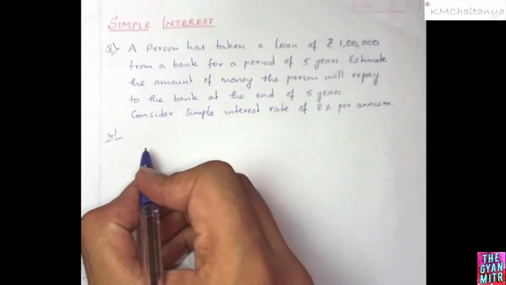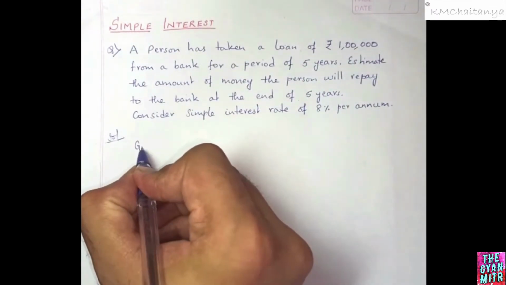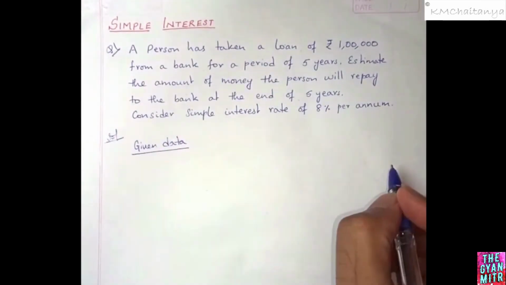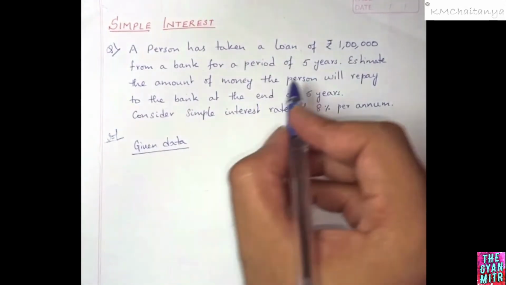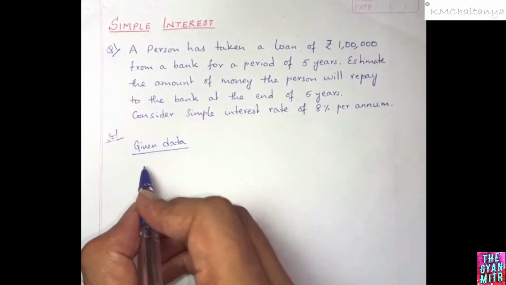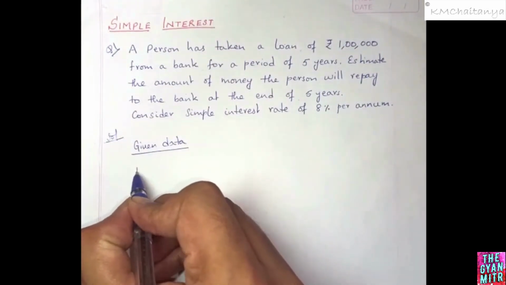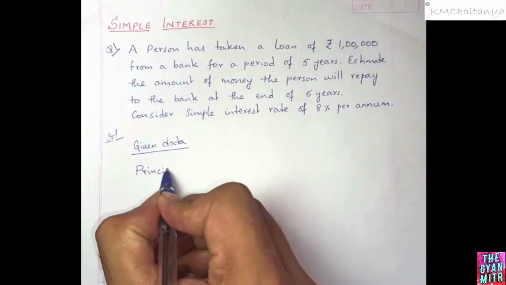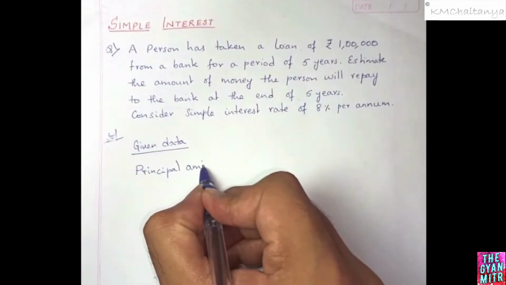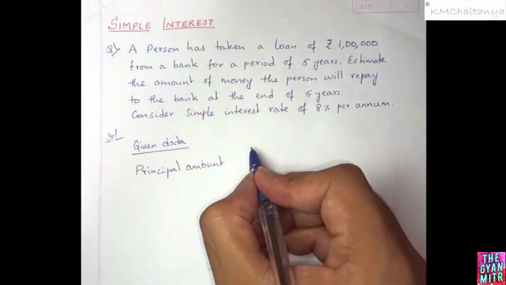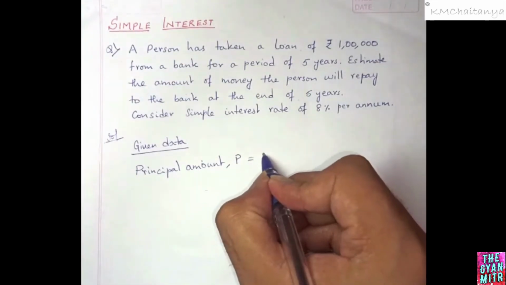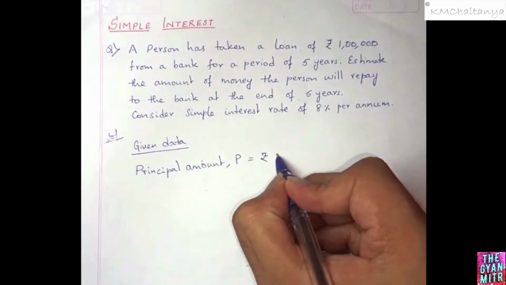So first we'll write down the given data. What is the given data? They have given us the loan amount, which is 1 lakh rupees. So the loan amount is the principal amount. Principal, or the principal amount, which is denoted as capital P, is equal to rupees 1 lakh.